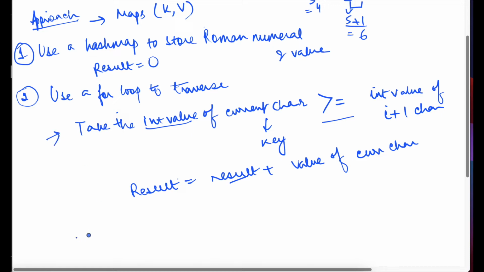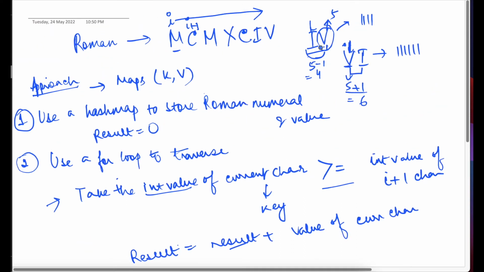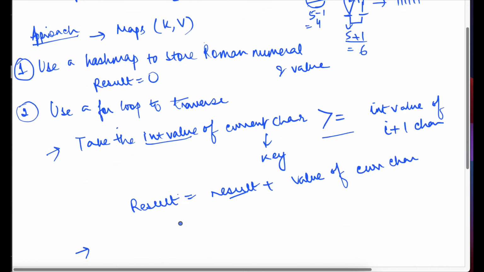The other one will be the else part. If it is not, meaning it is lesser than that, which is this condition where I is lesser than V, so I is lesser than I plus 1, we have to subtract it. So in that case, we can just write result, whatever the result is so far, we are going to subtract that: result minus the value of the current character.